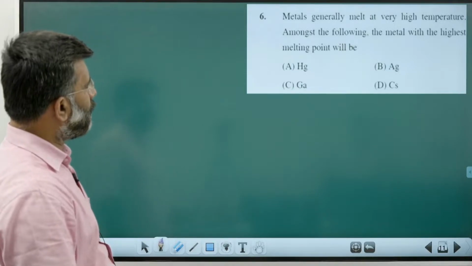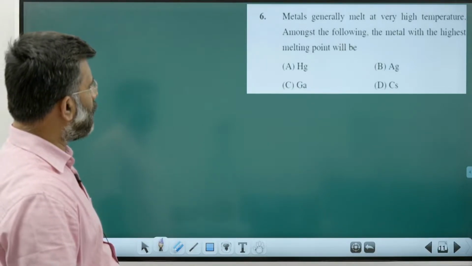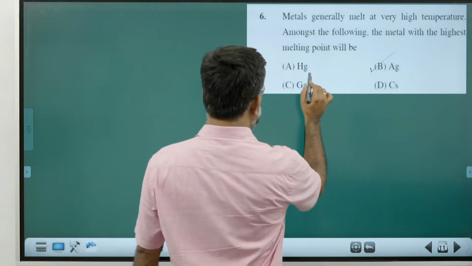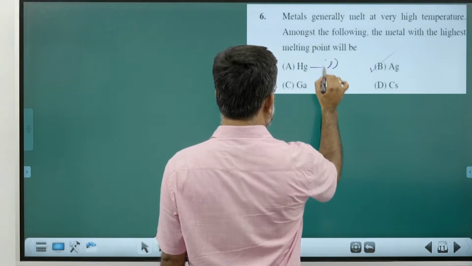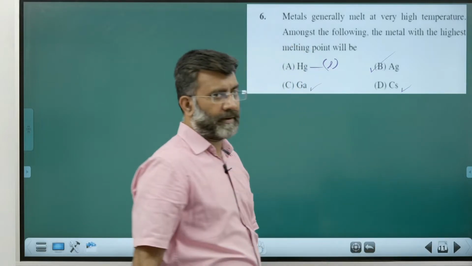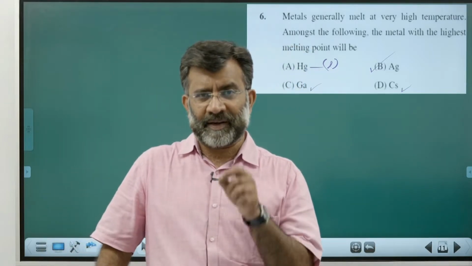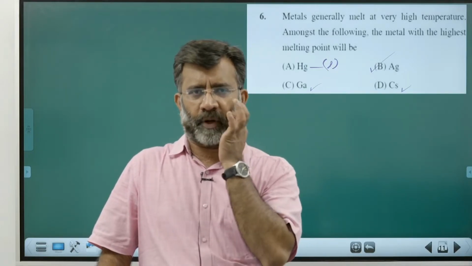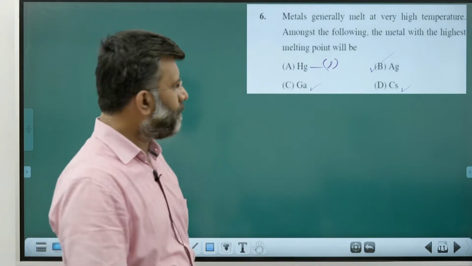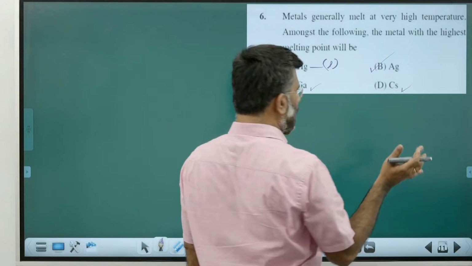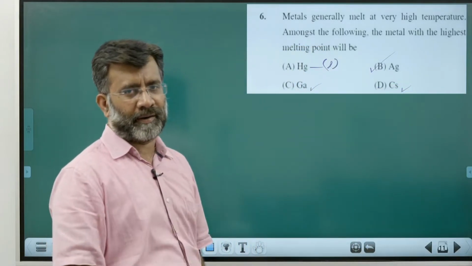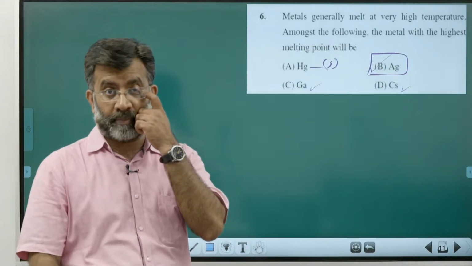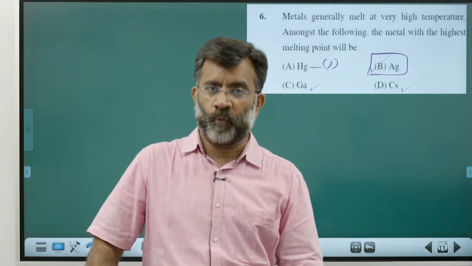Metals generally melt at very high temperature. Among the following, which metal has the highest melting point? No doubt, option B. Because this is in the liquid state, and these two can be in the liquid state in a reasonably hot condition. On a reasonably hot day, cesium and gallium can be liquid. They do not have a very low melting point, but still they are in the solid state normally. Meanwhile, silver has a reasonably high melting temperature when compared.